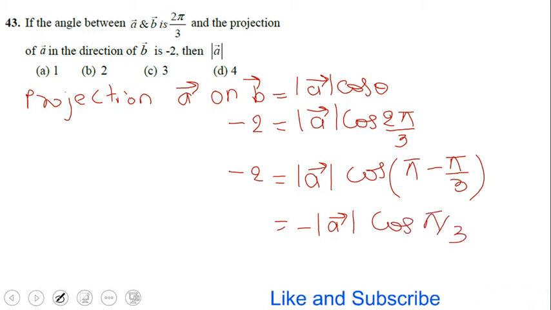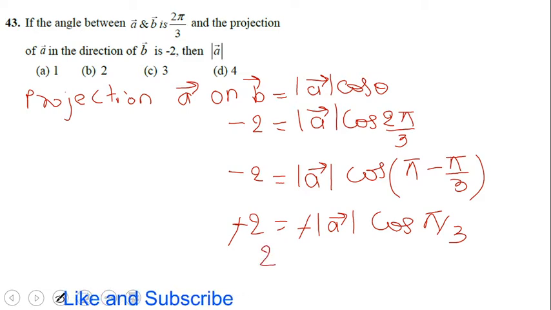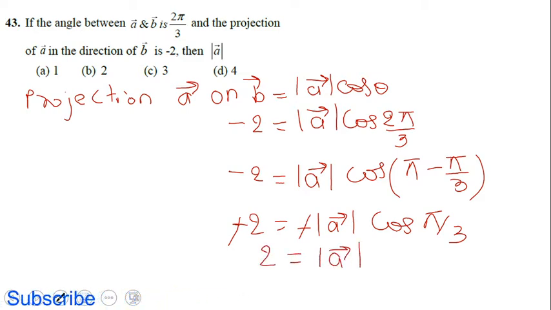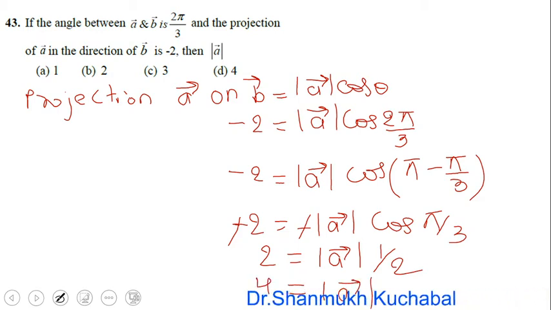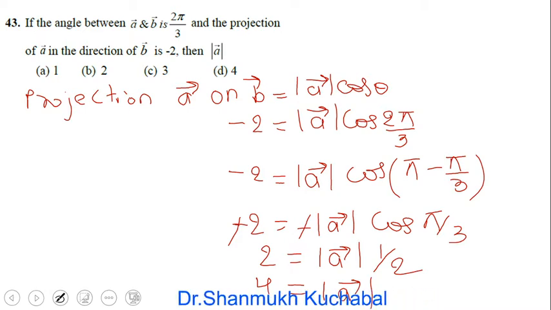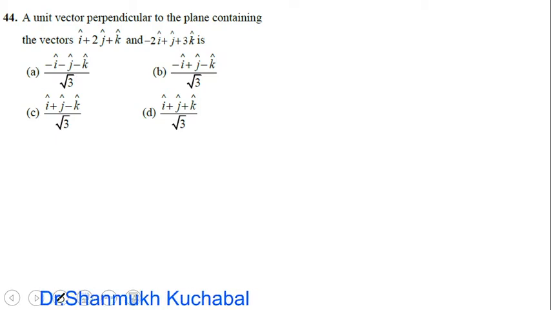So on the LHS we have minus 2, and the minus signs cancel, so 2 equals magnitude of vector A, and cos pi by 3 is 1 by 2. So transposing 2 to the RHS, we get the magnitude of vector A as 4 here. Therefore clearly option D, 4, is the right answer over here. Okay, we'll move to our next example.